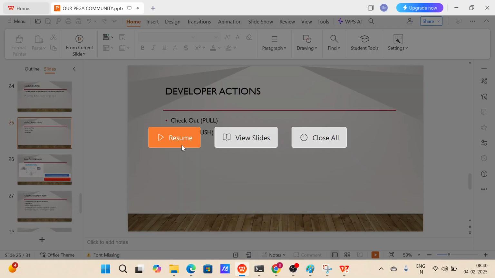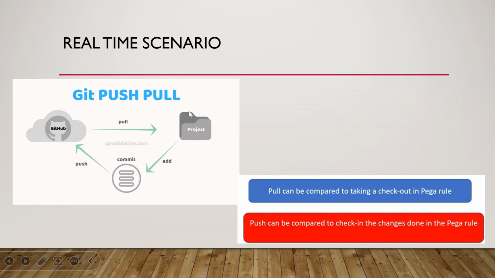Okay, let's go back to the slide. This is a real time scenario where you push and pull. You can pull, but you should not push directly by using check-in. As mentioned, check out your branch, modify the rule, test it, and then merge it.